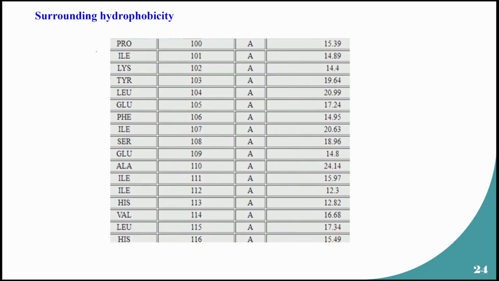So these are the surrounding hydrophobicity values of these particular residues, from residue 100 to residue 116, where you can see the calculation. Based on that, of course, you can find out which residues are in a buried position and which residues are more exposed to the surface, and so on, right? So again, this will basically let you assess the conformations and the different parameters associated with this as well.